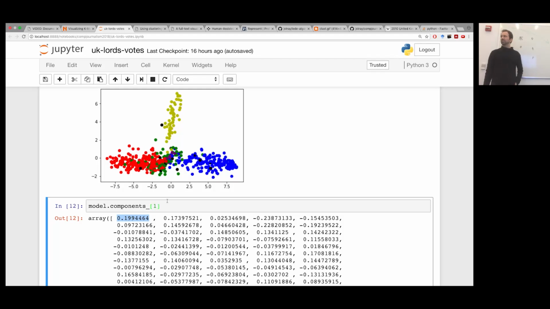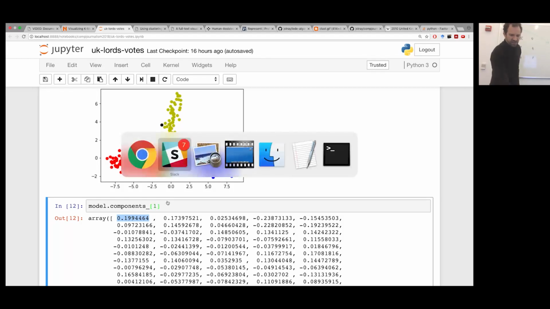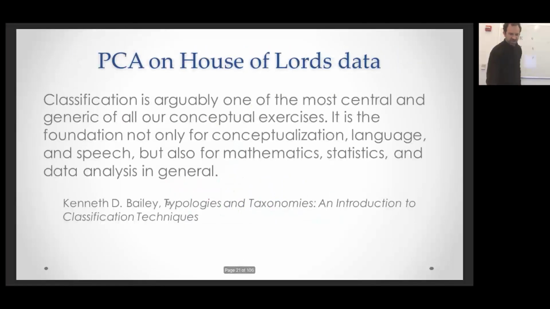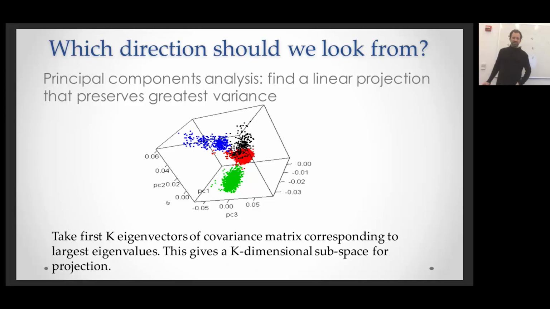When you say the direction of the second most variance, do you recompute the variance once you've done the first projection? Yeah, kind of. Like I said, I gave you this nonsense earlier: the first k eigenvectors of the covariance matrix, corresponding to the largest eigenvalues.